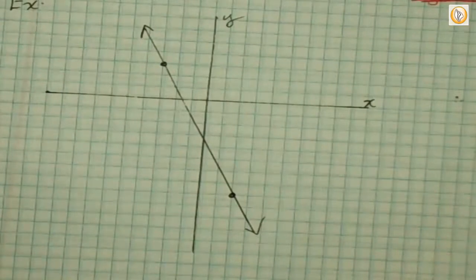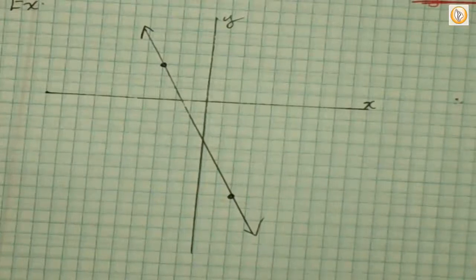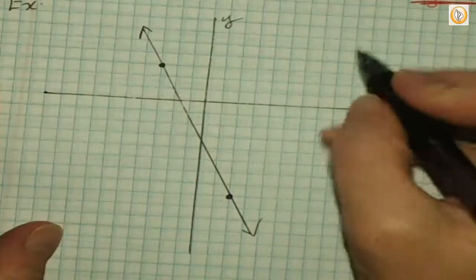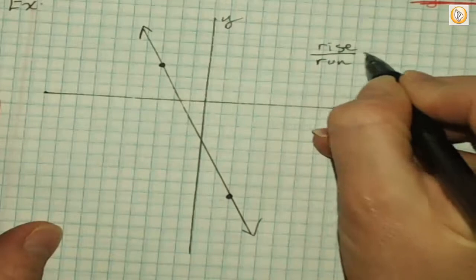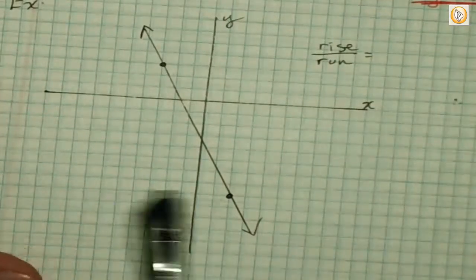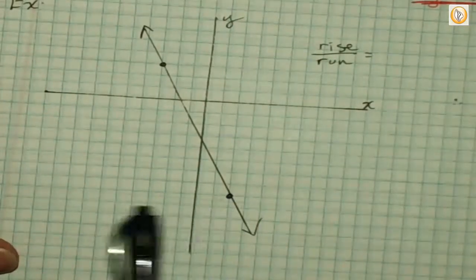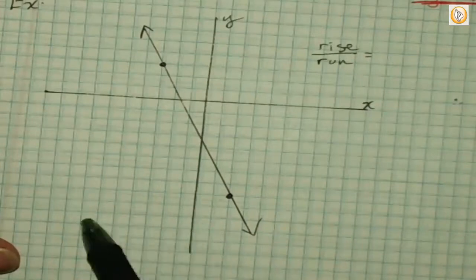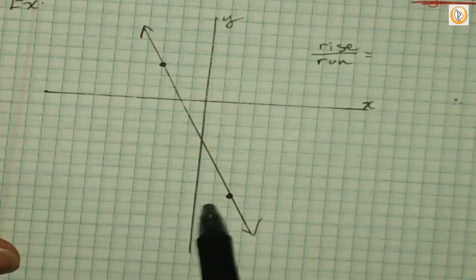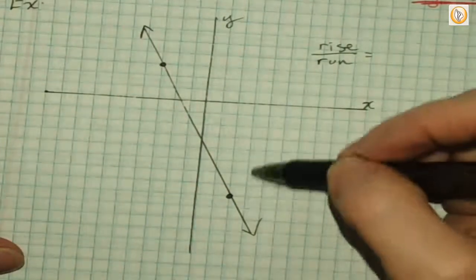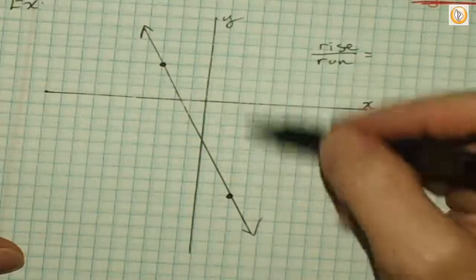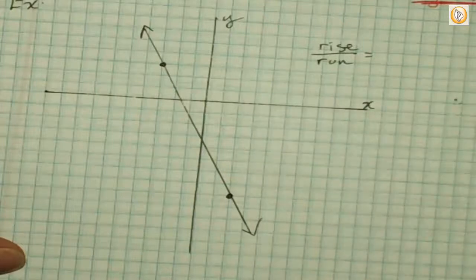Okay, so let's do this. There's two points. We need to get from one to the other. Now, remember, our thing is rise over run. So, do we go sideways first? Do we go sideways first, boys and girls? No. You always go up and down first. Always go up and down first.